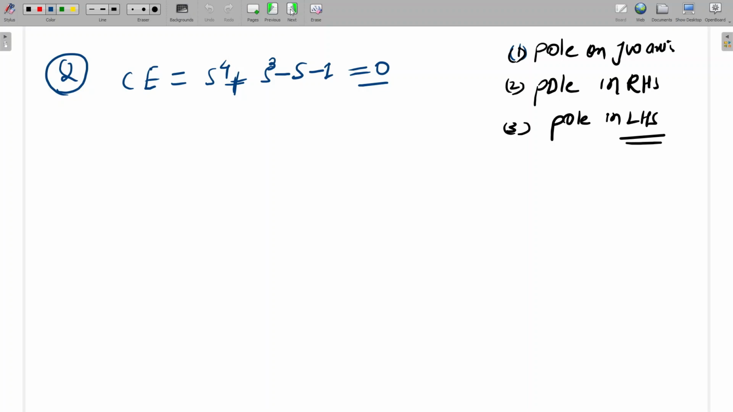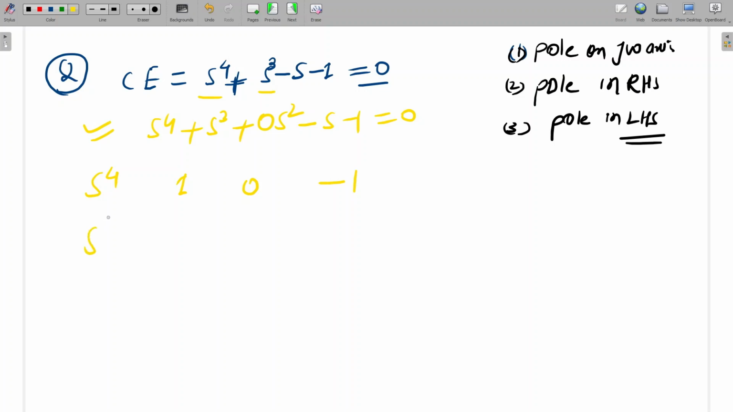So see here, some coefficients are missing. S to the power 4 is given, S cube is given, and s square is missing. So we should write it like s to the power 4 plus s cube plus 0s square minus s minus 1 is equal to 0. Now we should proceed. So s to the power 4, what are the coefficients? That are 1, 0 and minus 1.